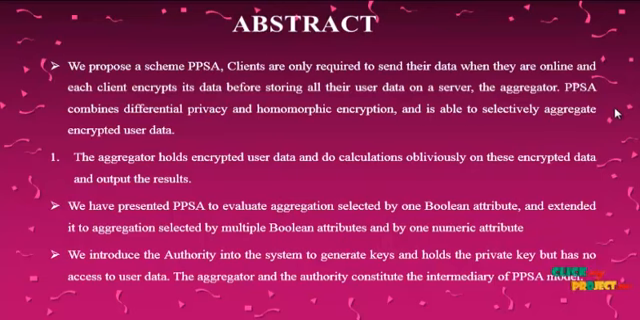The aggregator holds encrypted user data, does calculation on this encrypted data and outputs the results. It cannot access user data for privacy concerns, but we hope the computations achieve selective aggregation on user data. Here we have presented how to evaluate the aggregation selected by one boolean attribute, and extended it to aggregation selected by multiple boolean attributes and by one numeric attribute. We introduce the authority to the system to generate keys and hold the private key, but it has no access to user data. The aggregator and authority constitute the intermediary of the PPSA model.